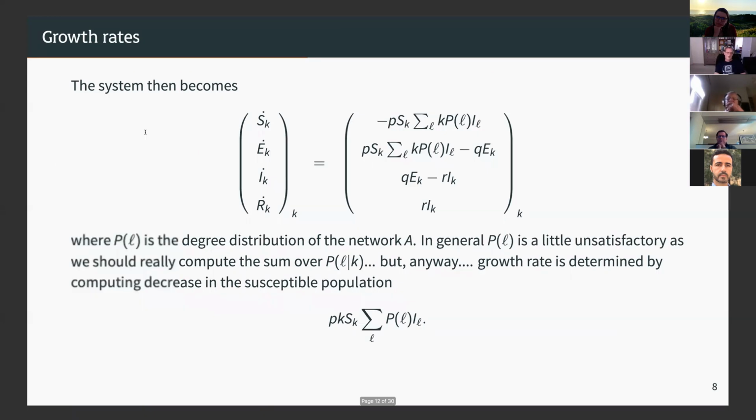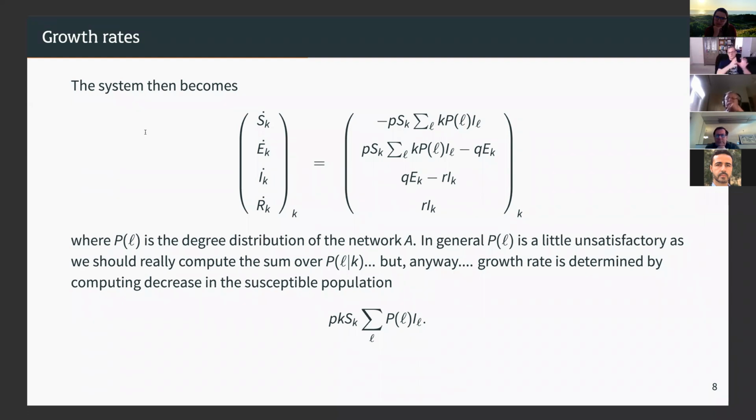Okay, so before showing you the results, I guess the key thing to think about is what the effect of these network structures is on the actual disease dynamics. So the first thing we need to do is take those SEIR equations and create new equations where we now have S sub k, E sub k, I sub k, and R sub k. That is the number of susceptible nodes of degree k, exposed of degree k.